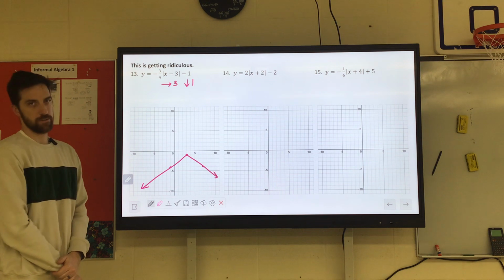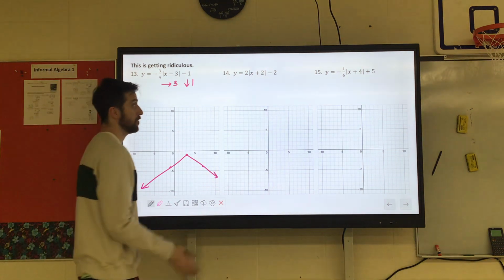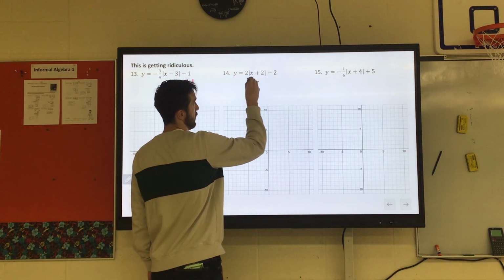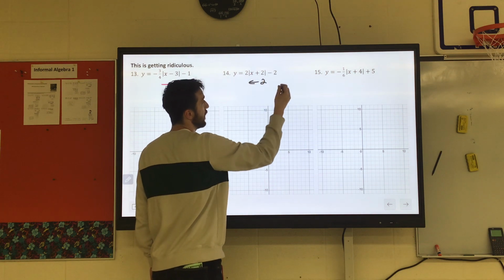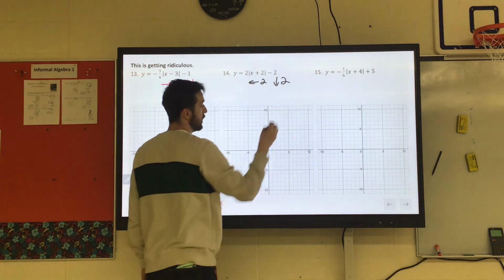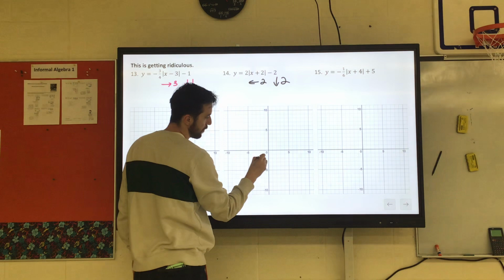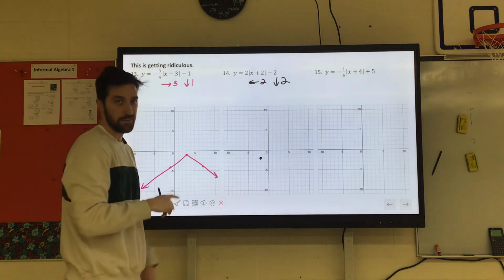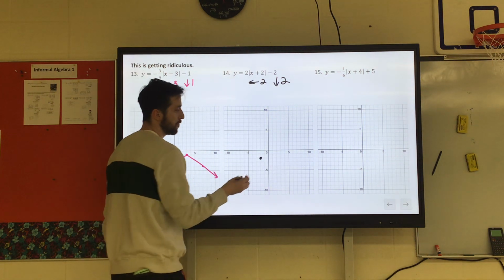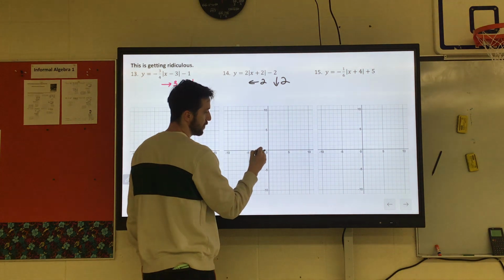All kinds of 2's here. The plus 2 in with the x would shift it left 2. The minus 2 at the back would shift it down 2. Left 2, down 2, there's our vertex. The 2 in front is like our slope, so we're going to go up 2 over 1 in both directions.